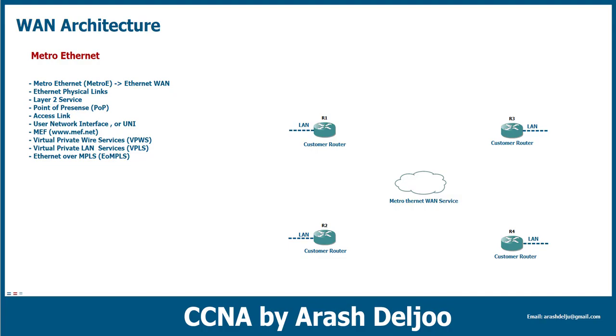WAN architecture. In this video, I'm going to talk about the different architectures that we have in the WAN, specifically the Metro Ethernet. We have different types of WAN architecture. One of them is the Metro Ethernet, and the others can be, for example, MPLS or Internet. I will talk about other types of WAN architecture in future videos, but in this video I am going to talk specifically about the Metro Ethernet.